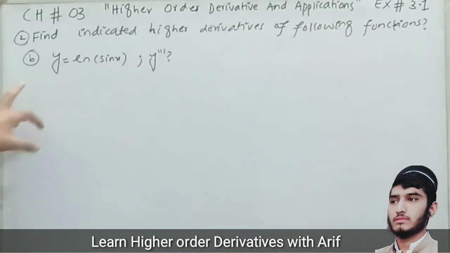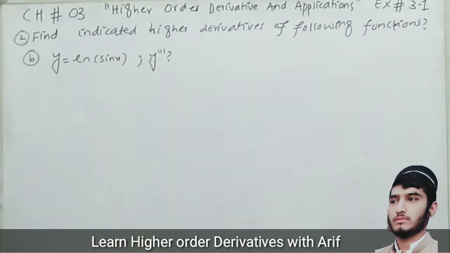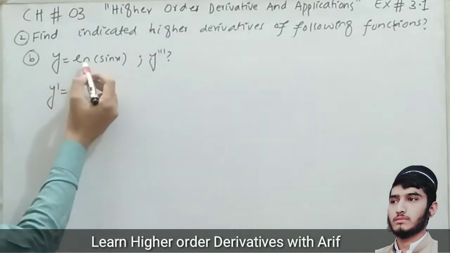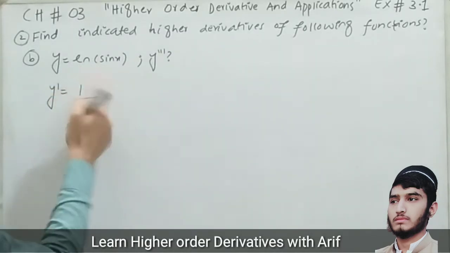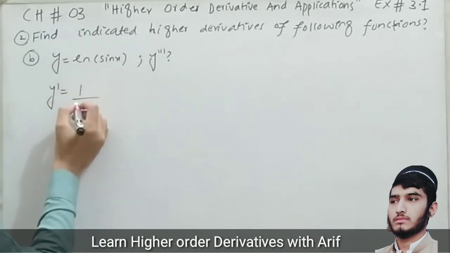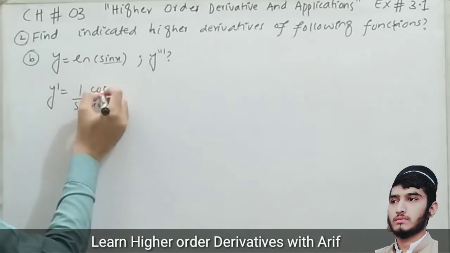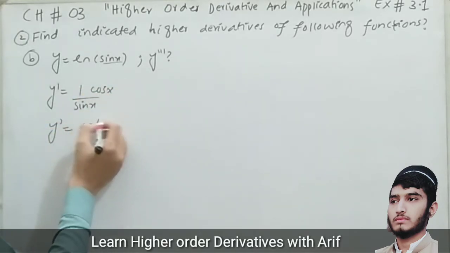Now move to part number B, the second part. It is that y is equal to ln of sin x, find y triple prime. So for the first time derivative, y dash will be equal to, here it is ln of sin x, so its derivative will be 1 over, ln x derivative is 1 over x, so it becomes 1 over sin x, and derivative of sin x is cos x. So it will give us y dash is equal to cos x by sin x, which gives us cotangent x.